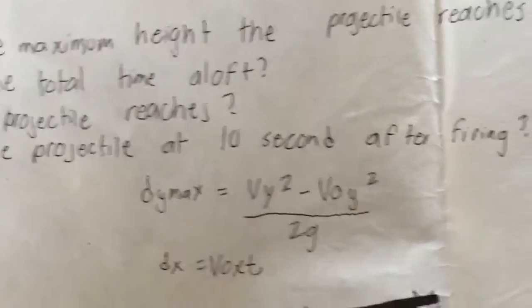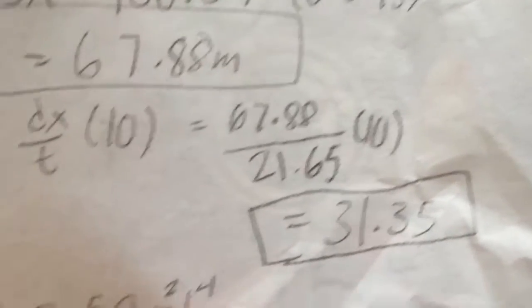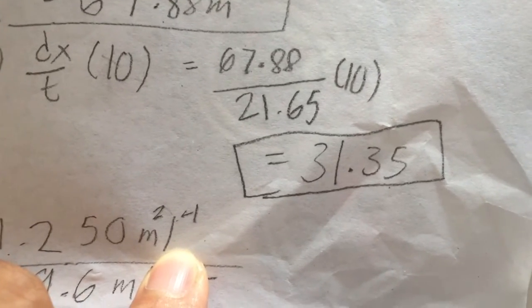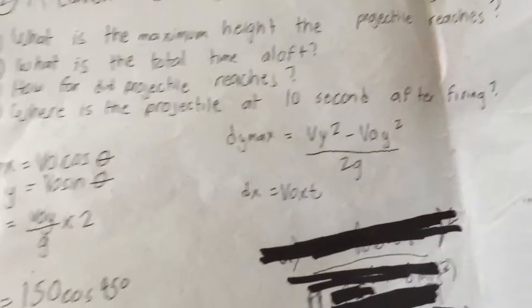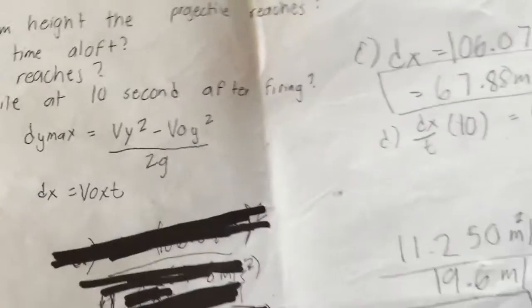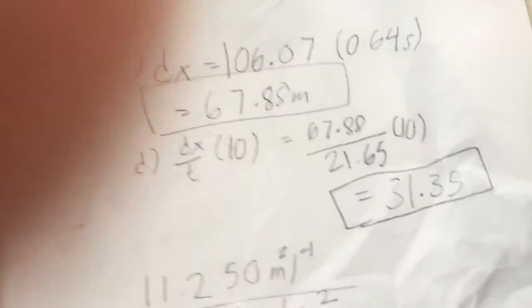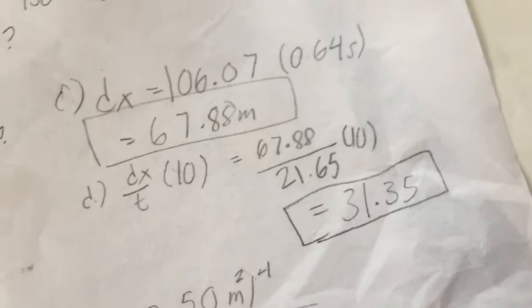First we have to find the initial velocity and multiply it by 10. So substitute the following and the answer is 31.35 meters per second. And the last is, where is the projectile at 10 seconds after firing? We are finding the distance, and the formula for distance is velocity times time. Now let us substitute the following, and the distance is 31.35 meters.